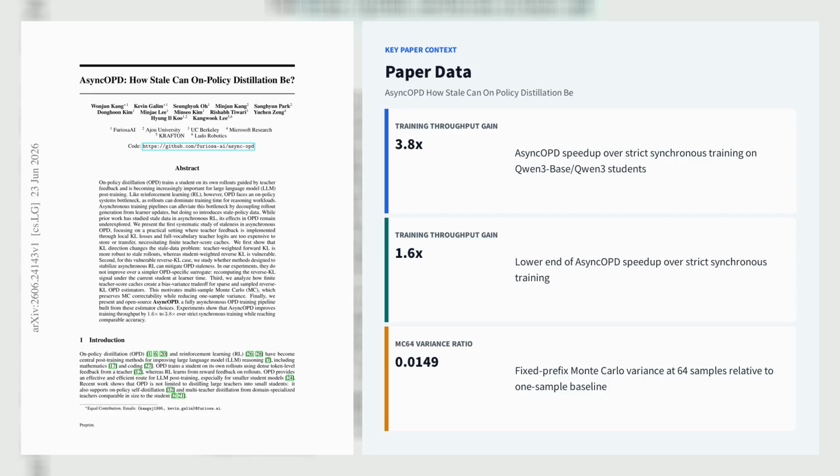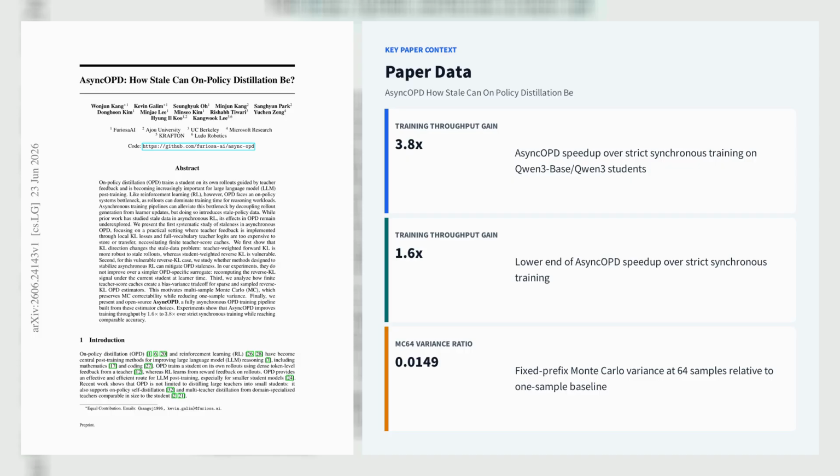Let's explore the first paper, Async OPD: How Stale Can On-Policy Distillation Be? It is the first systematic study of staleness in asynchronous on-policy distillation for large language model post-training, using a Qwen3 30B-A3B Instruct 2507 teacher, and Qwen3 4B base, 1.7B, and 8B students on DeepMath.